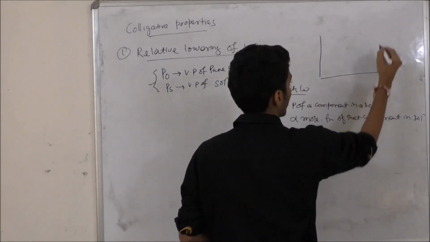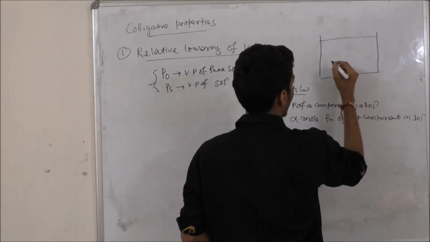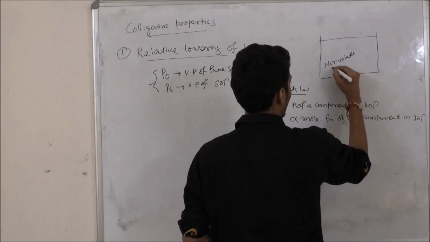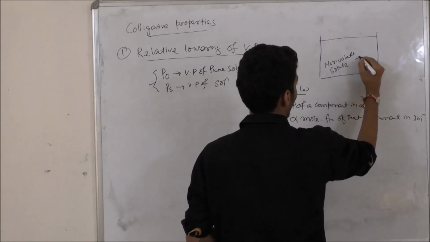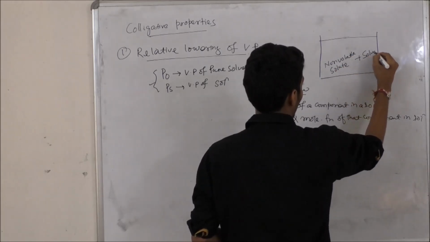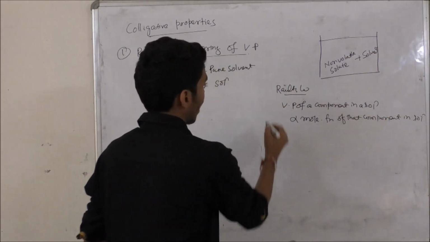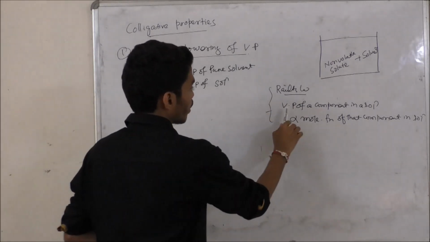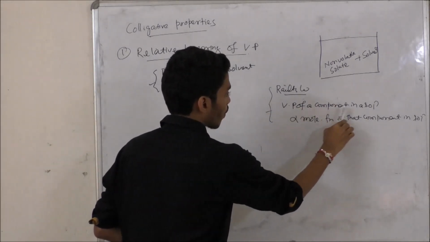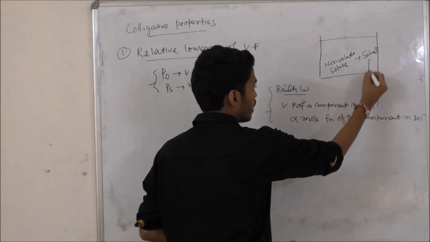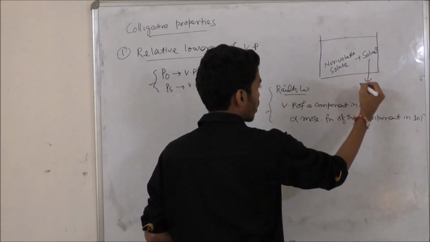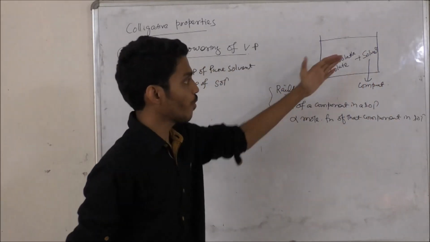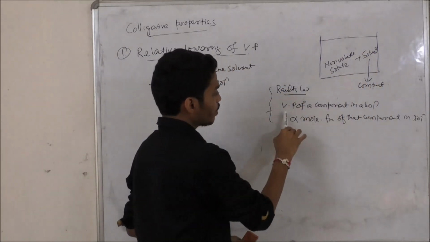Our solution is a non-volatile solute plus solvent. So now let's use this law. Here we have written the vapor pressure of a component in a solution. Suppose we take our component as the solvent. So what will be the equation?